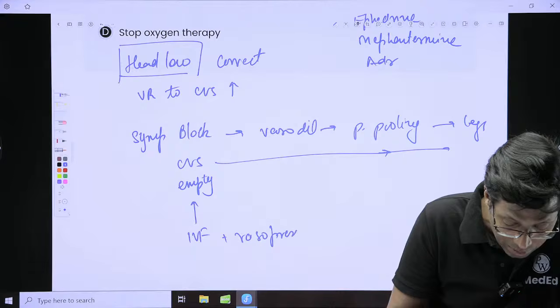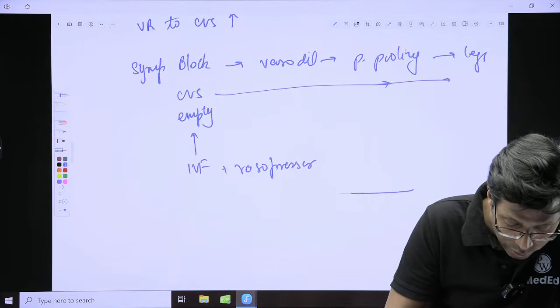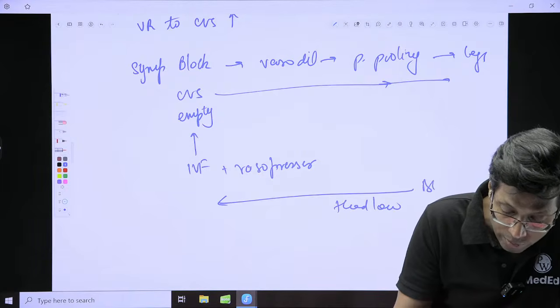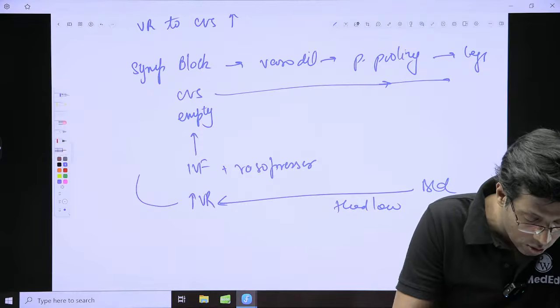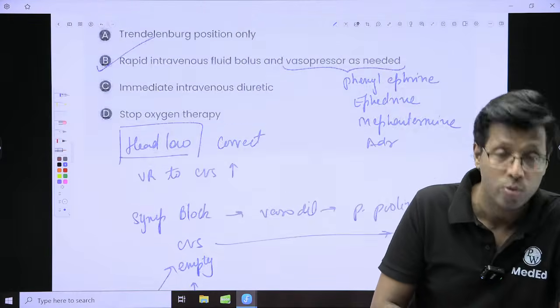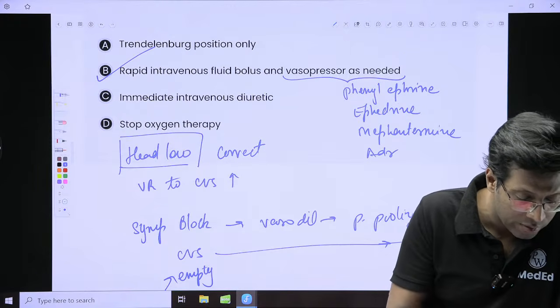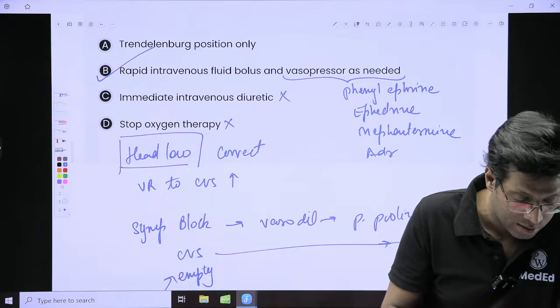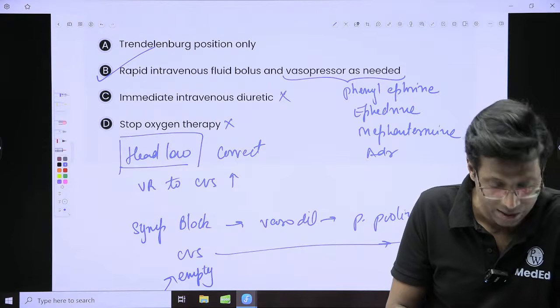But at the same time, the books have mentioned that because there is peripheral pooling of blood, if you do a head low position, there's going to be an increased venous return, and this also takes care of it. So head low position, if given, is also correct. It's not wrong. Apart from that, intravenous diuretic doesn't make any sense, and stopping oxygen therapy doesn't make any sense. So the correct answer is rapid intravenous fluid bolus and vasopressor as needed.